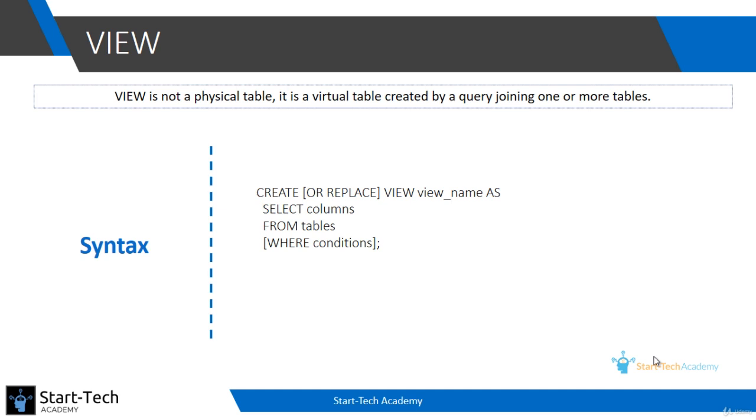The syntax for creating a view is: you write create view, name the view, and then you write the as keyword. After that you specify the select statement. You select the columns from a single table or multiple tables, and you can use joins here. Whatever is the output of this statement will be saved as a view, and that view will have a name.